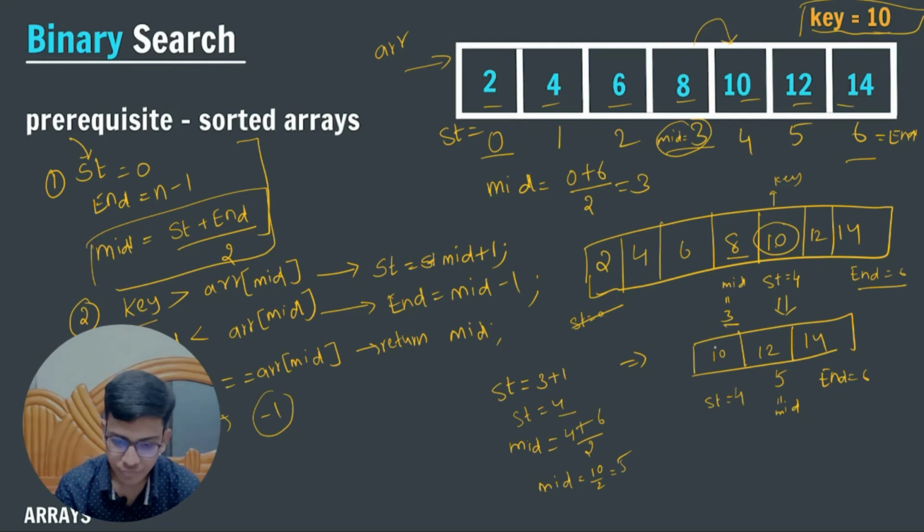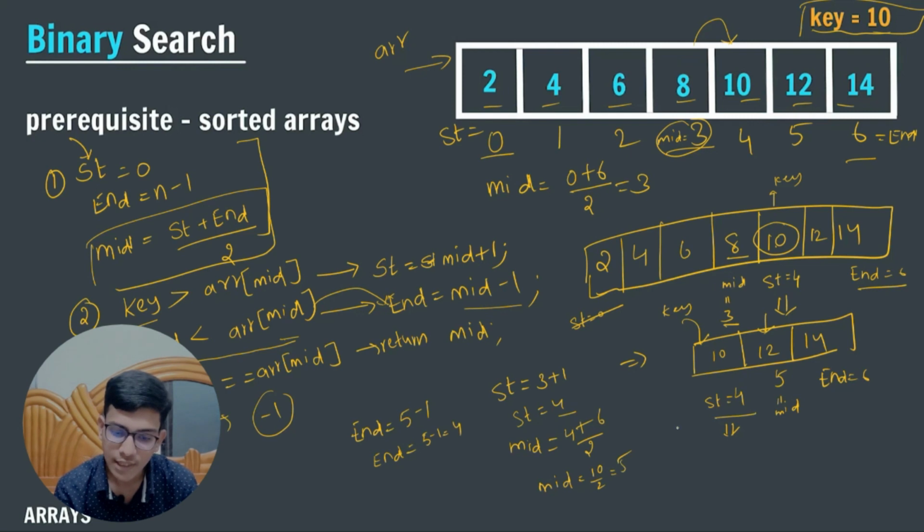Now here, this is my key and this is my mid. So in the second step, you can see the scenario is our key is less than our middle element. If this condition is true, then what we'll do, end is equals to mid minus 1. Now I will change this array. We are going to change the value of end, 6, by mid minus 1. The value of mid is 5, so 5 minus 1. Now end will become 4.